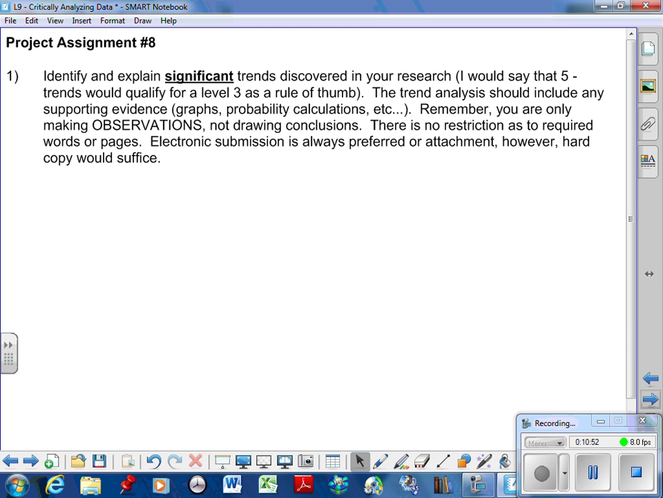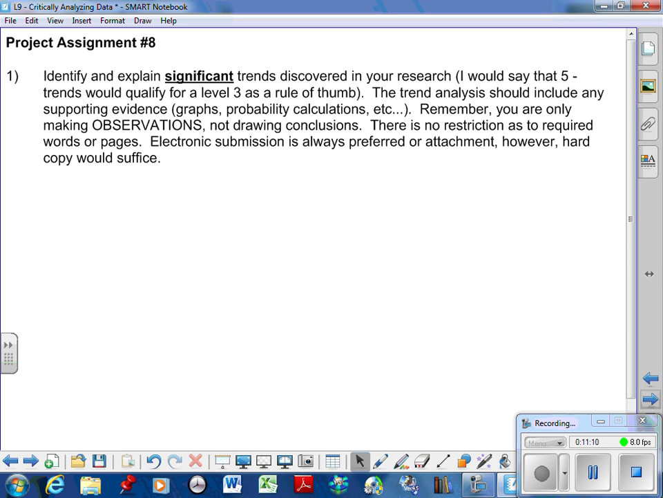All right. You are only making observations. There's no conclusions here. I just want you to say, hey, I found this. If I had a male that was in grade 11 or 12 who played hockey, they had no concussions, whereas, that's all I'm looking for.